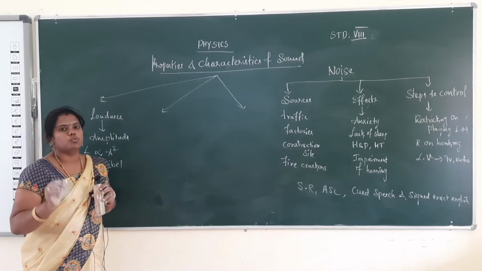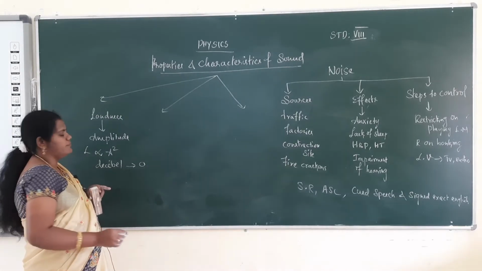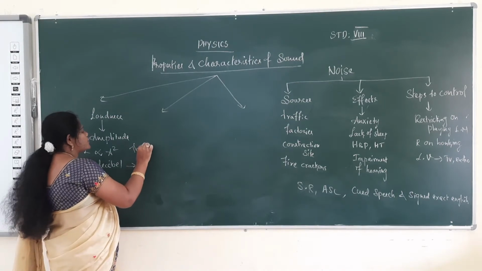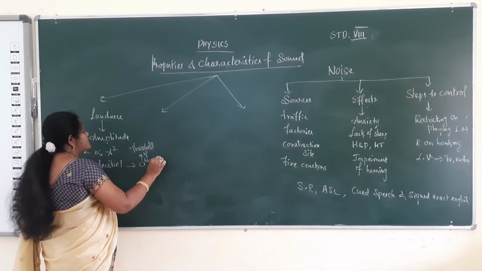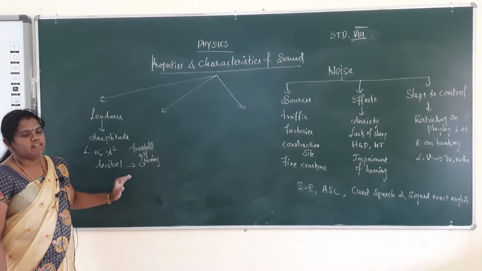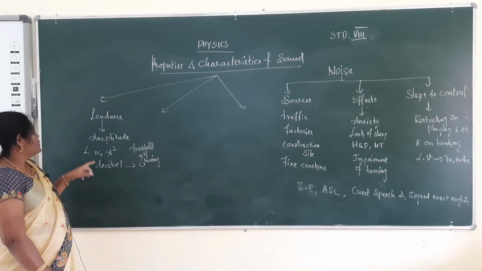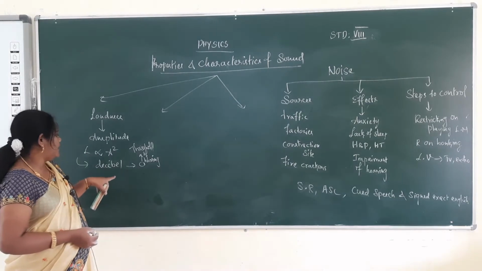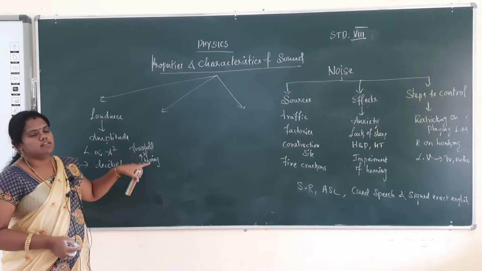Decibel is a scale to denote the loudness of a sound. The scale starts at 0, which is the threshold of hearing. At 0 decibel we cannot hear. Threshold of hearing is the level at which sound is not heard. Decibel is the unit of loudness, and 0 decibel is called the threshold of hearing.